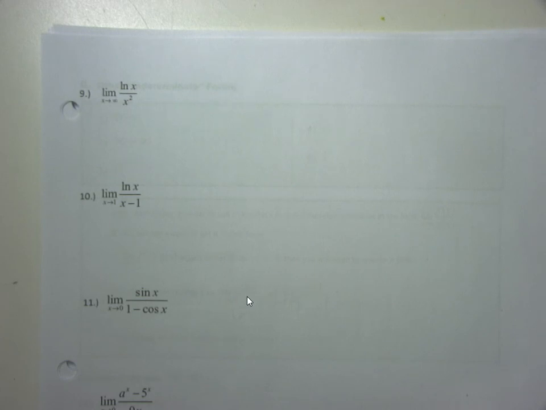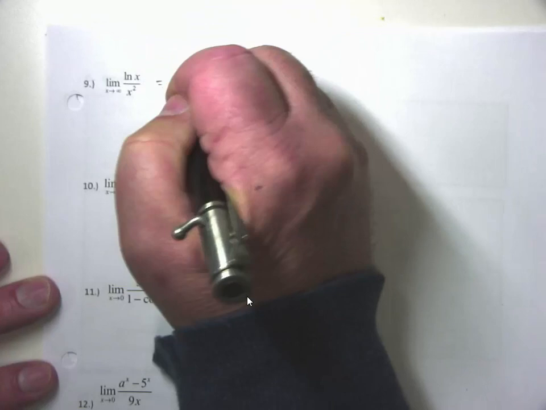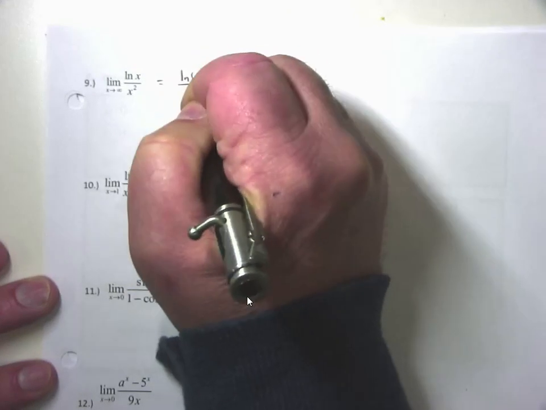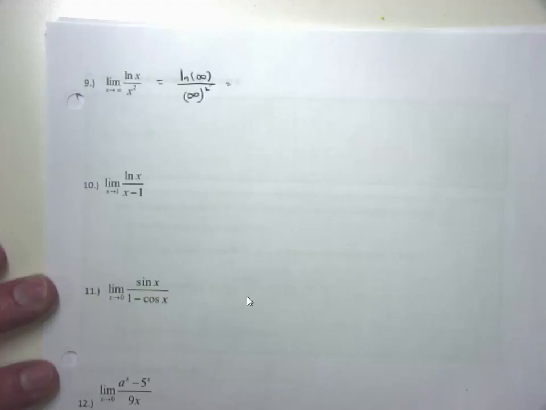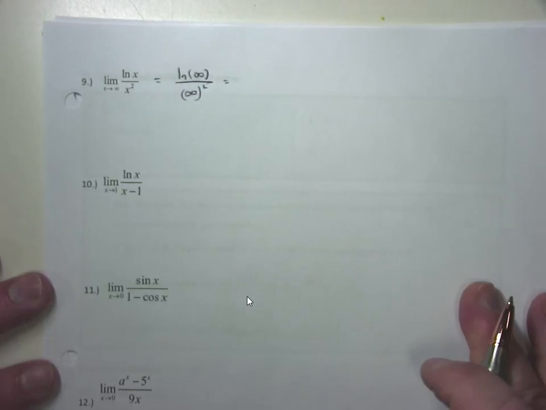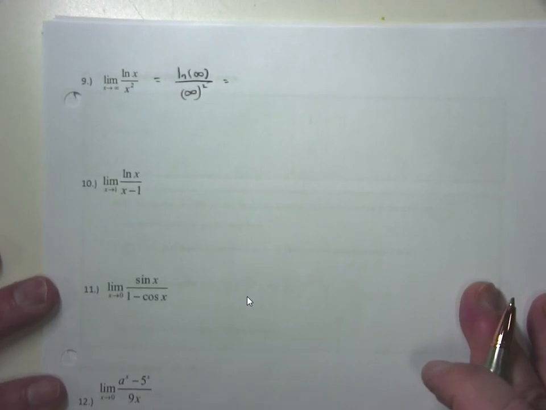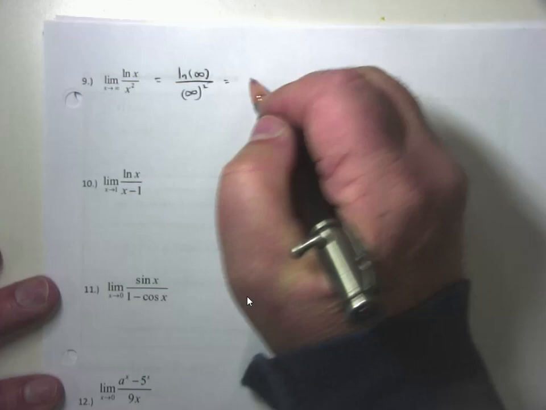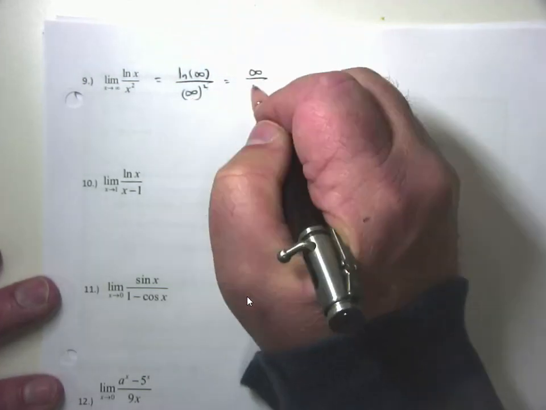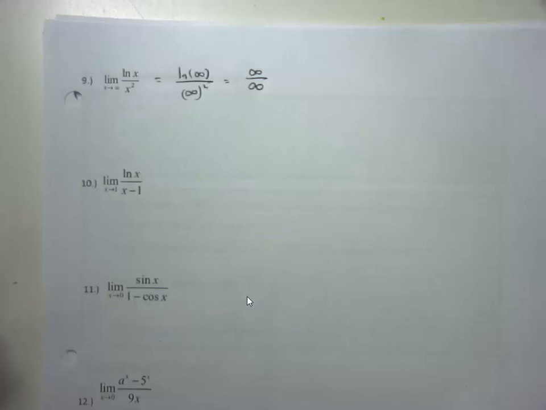First rule of limits, plug it in. So this would be equal to the natural log of infinity divided by infinity squared. What's the natural log of infinity again? Again, things you're supposed to have memorized from the beginning of chapter 3. Natural log of infinity is infinity. Over infinity squared is infinity. It's infinity over infinity. That's also a L'Hopital's rule style.